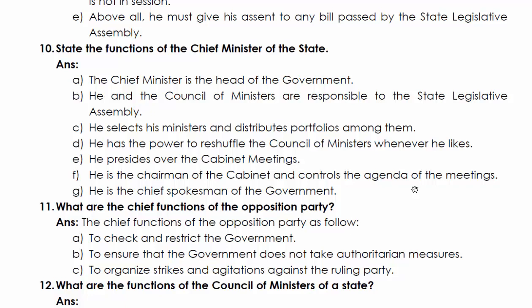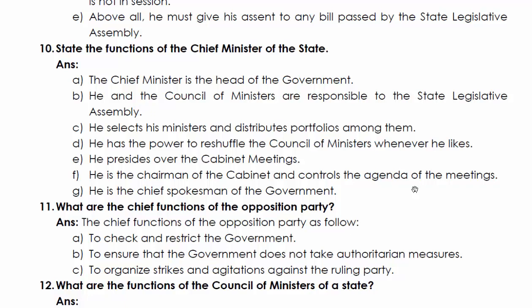Yeah, there are so many portfolios, isn't it? Home portfolios, works portfolios, veterinary portfolios and all. These portfolios are distributed by the chief minister. He has the power to reshuffle the council of ministers whenever he likes. All right. He presides over the cabinet meetings. He is the chairman of the cabinet and controls the agenda of the meetings. He is the chief spokesman of the government. Okay, so these are the functions of the chief minister of the state.